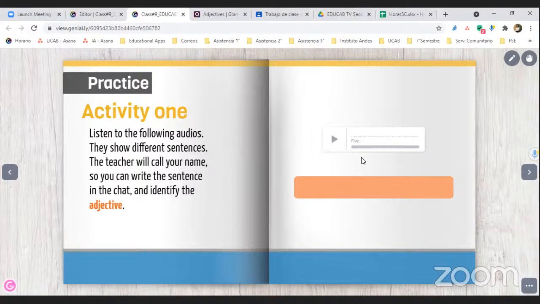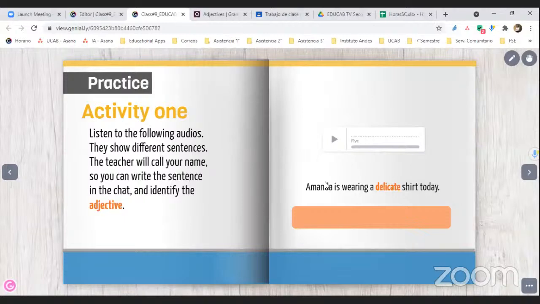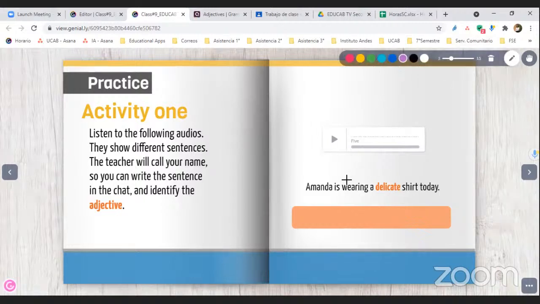Let's see, Erica, can you write it in the chat? It doesn't matter, okay? Amanda, okay. Let's see, a few mistakes we need to check, okay? So Amanda is wearing is like this, okay? You have to, oh, let me use the pen, okay. Wearing, okay, to wear. You wear a t-shirt or maybe you wear pants or maybe you're wearing, I don't know, a jacket, okay? And then we have a delicate shirt today.